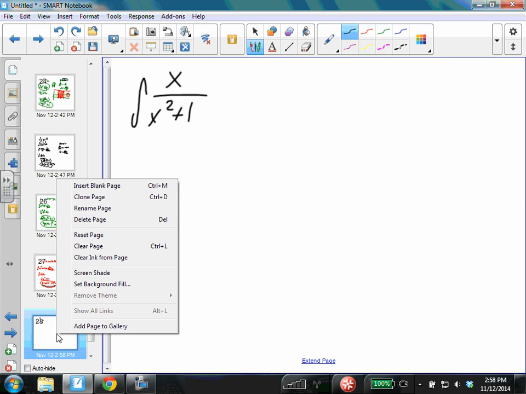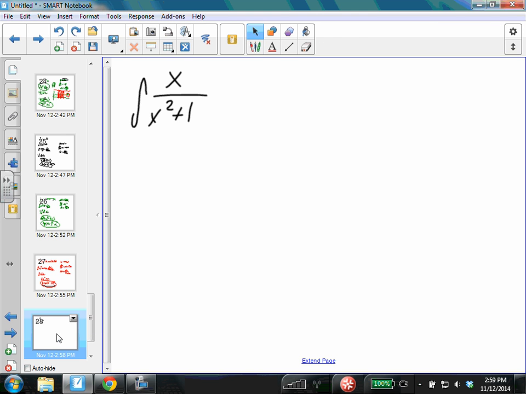X over x squared plus 1. Yeah, the bottom is a good choice. There's nothing inside of anything else in this one, right? But the bottom is a good choice simply because what's the derivative of x squared? 2x, and there's an x up top, right? So we feel like we could get that to cancel out. So we'll choose the bottom as u.